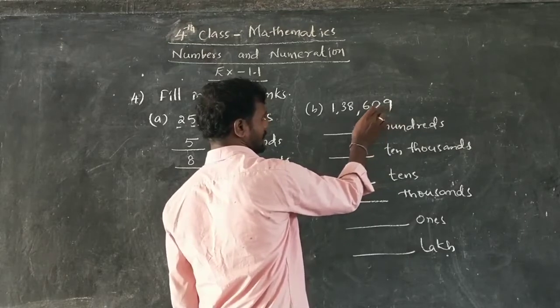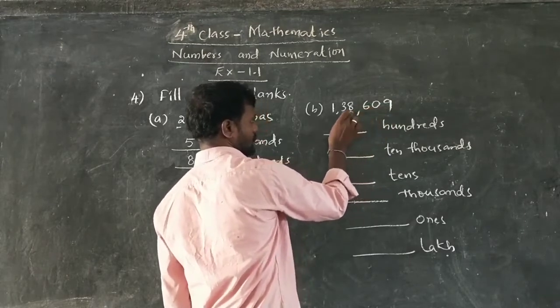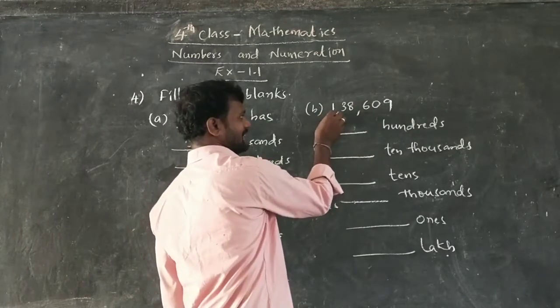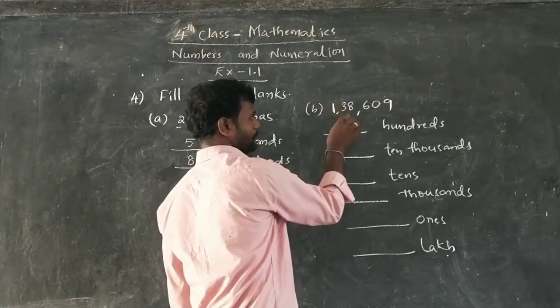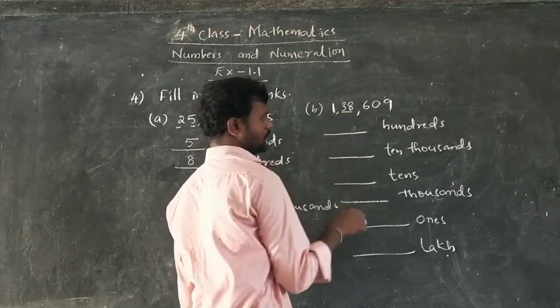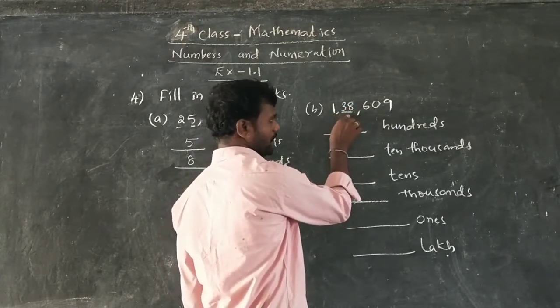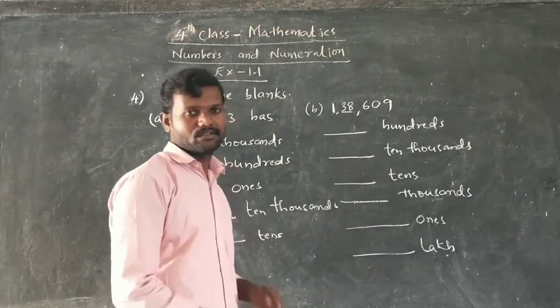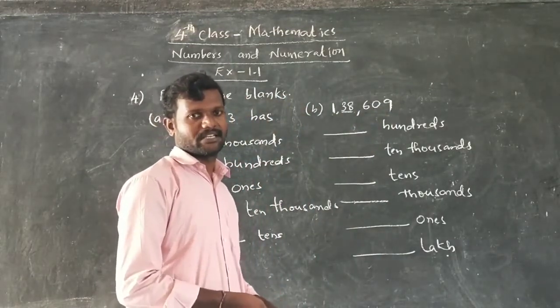Ones, tens, hundreds, thousands, 10,000s, lakh. So 1 is in lakhs place. 1 lakh. 3, 8. Both are in thousands only. So that's why 38,609. 1,38,609. That is the number given.